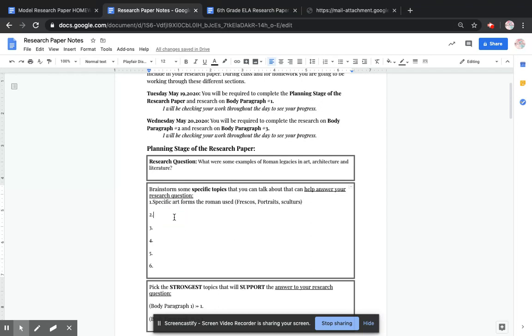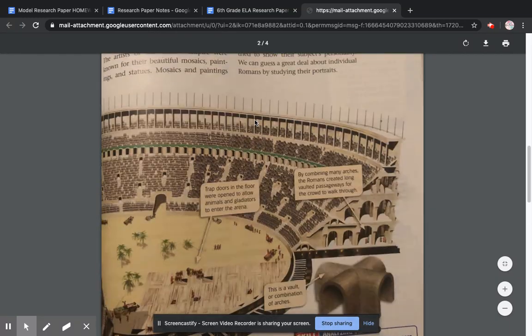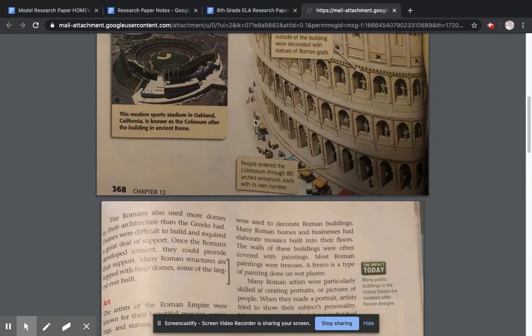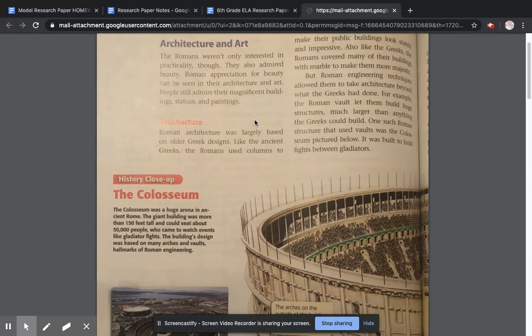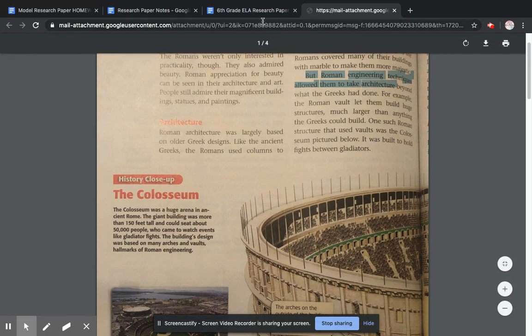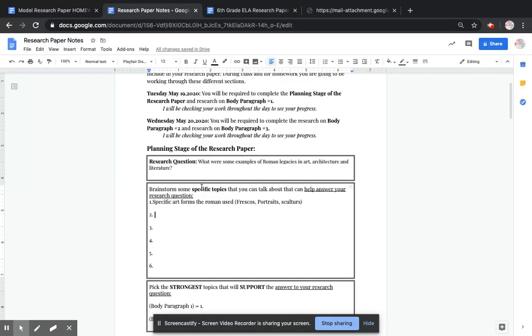What's another thing I can do? What were some examples of Rome's legacies in art, architecture, and literature? I guess I could do one on architecture, because I have to give some examples of that. So let's do, what did that book say? Let's go back to my architecture page, because this is going to help me just get some ideas. It said something about architecture. Oh, the engineering techniques, right. So I want to maybe do it on the engineering techniques that they used when they did architecture.